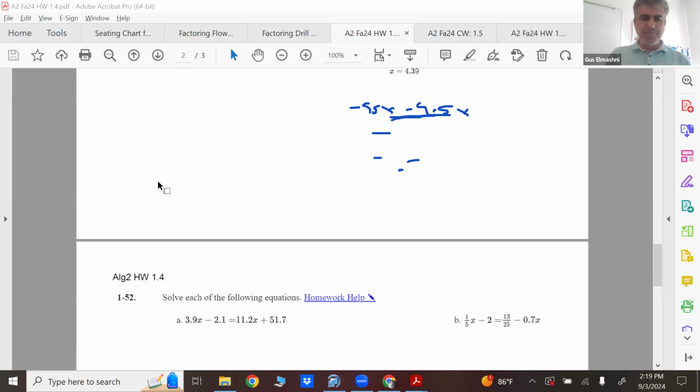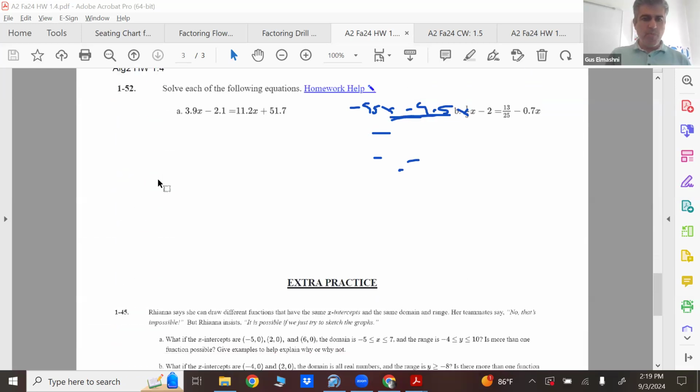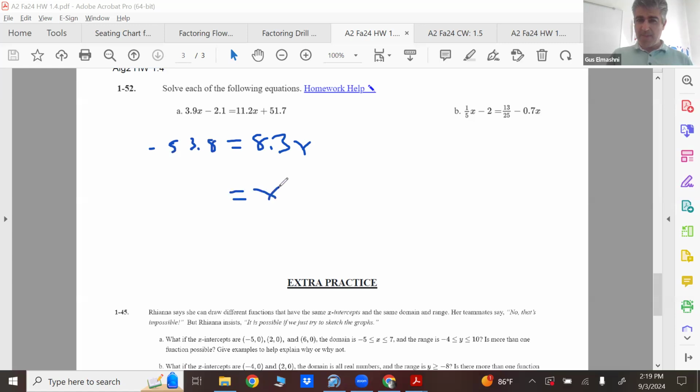And then 52. Just move things around. That should be 8.3x and negative 53.8. Am I correct? I'm assuming that. I could be wrong. Yes, for 7.3? You are correct. It is 7.3. Thanks. But did you have positive 53.8? Yeah. One should be negative, one should be positive.